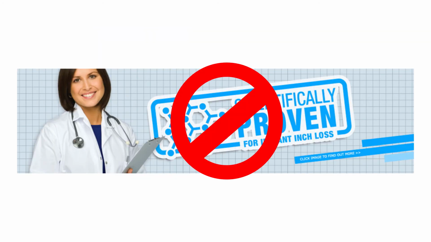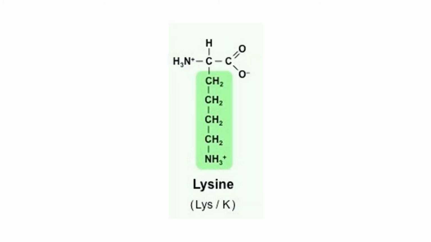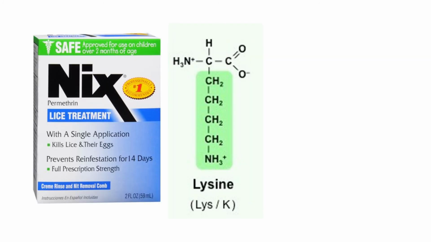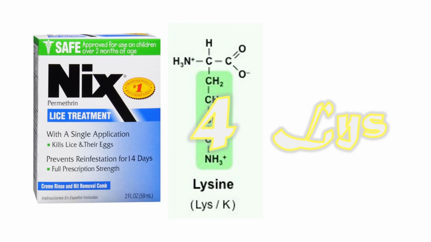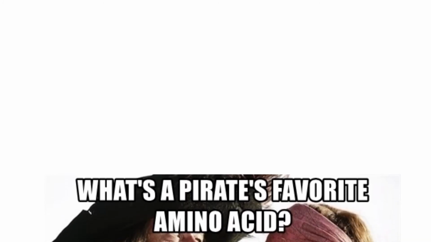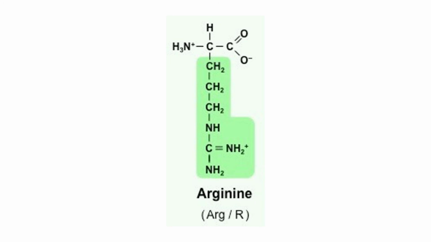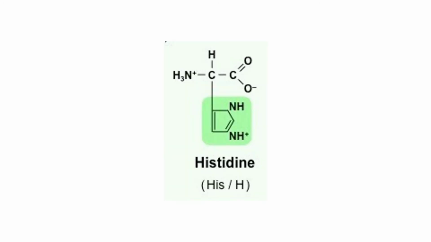Not proven scientifically. Now on to the positively charged amino acids. These guys typically have a lot of CH2 groups with the exception of histidine. For lysine, I always remember to take Nix for lice to remember that there's 4 CH2 groups. What's a pirate's favorite amino acid? Arginine. Arginine has a nitrogen peg leg. It's funny. Histidine is our weird one. It's got this 5-membered ring with nitrogen on top and nitrogen on the bottom.